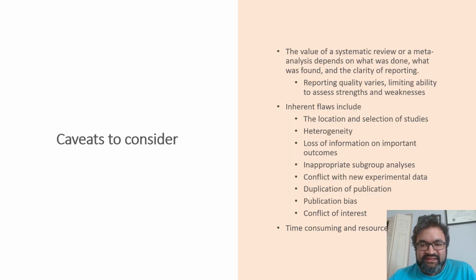So, caveats to consider. I'm not going to go over all of these. The value of a systematic review or meta-analysis depends on what was done already, and this is inherently obvious. Reporting quality varies, limiting the ability to assess strengths and weaknesses. Inherent flaws include heterogeneity, loss of information on important outcomes, and whatnot, and then publication bias.